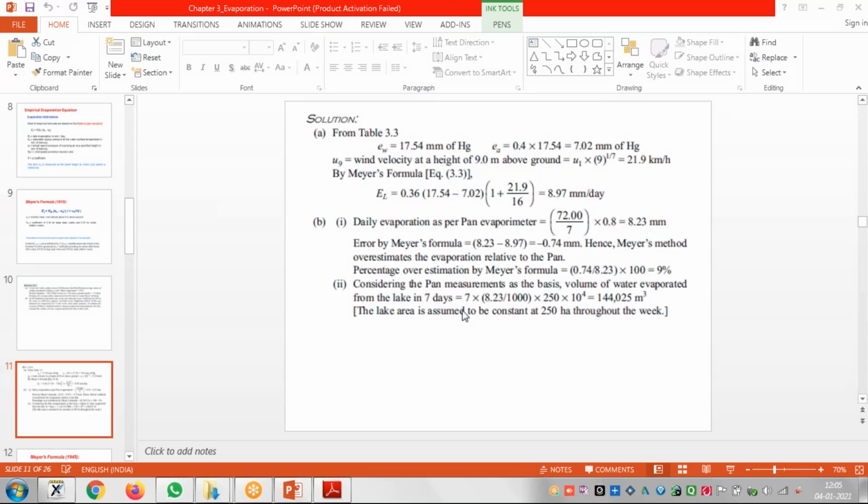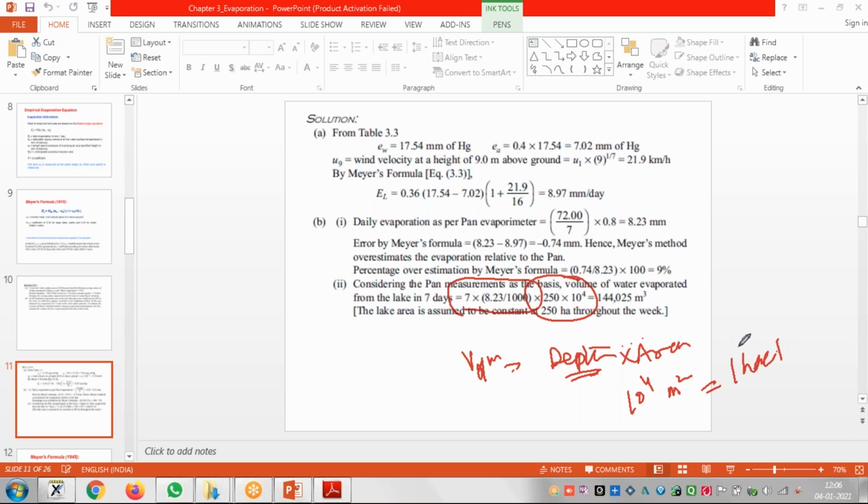We know that the formula for volume is equal to what? Volume is equal to depth multiplied by the area. So depth for 7 days is converted here, this one, and area is in hectare. So we got that 10 to the power 4 is what? Meter square. 10 to the power 4 meter square is equal to 1 hectare, right? And the remaining one is in meter. So when this is multiplied by whatever the value is here in meter, and this is in meter square, we will get meter cube. So that's why we got this answer.